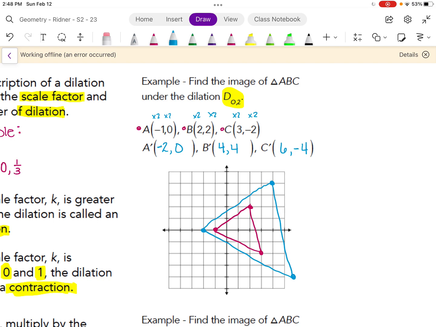Notice it looks the same as the smaller one, but just larger. So as far as proportions go, so think about it proportionally, it still looks the same.